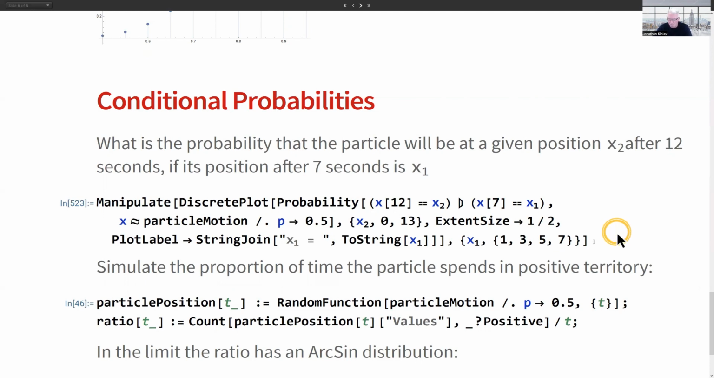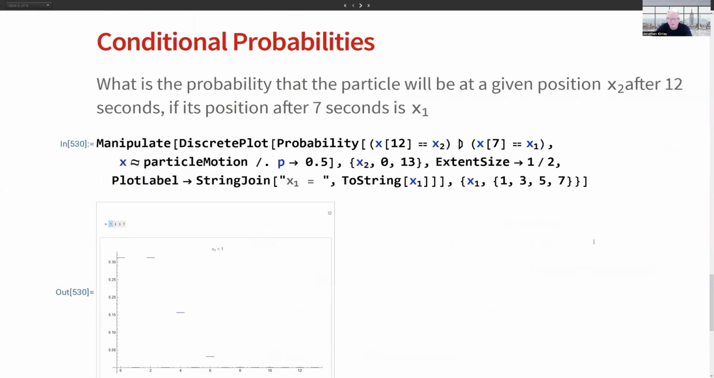This all sounds quite complicated, but it's actually quite easy to understand visually. This first chart, x1 is set to 1. So at time t equals 7, we're at position +1. And we can calculate the probabilities of ending up at 0, 2, 4, or greater at time t equals 12 from that starting point at time t equals 7.